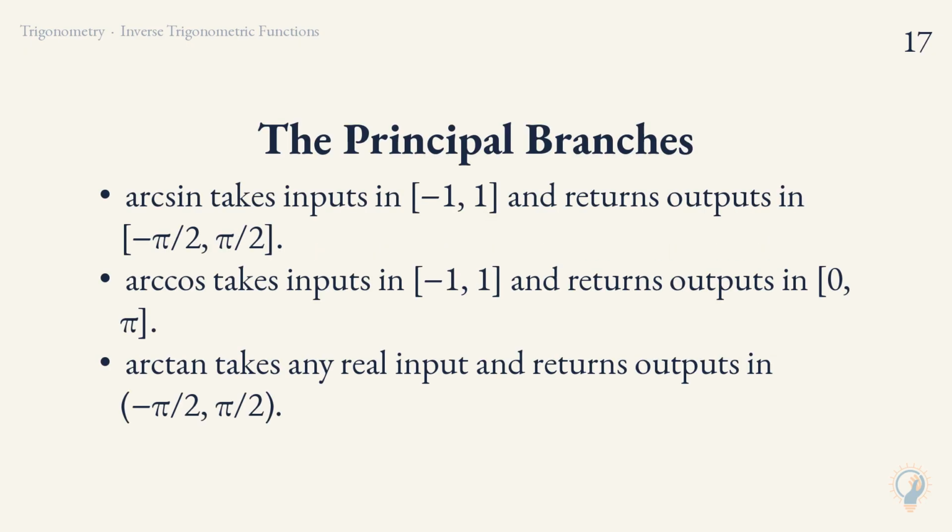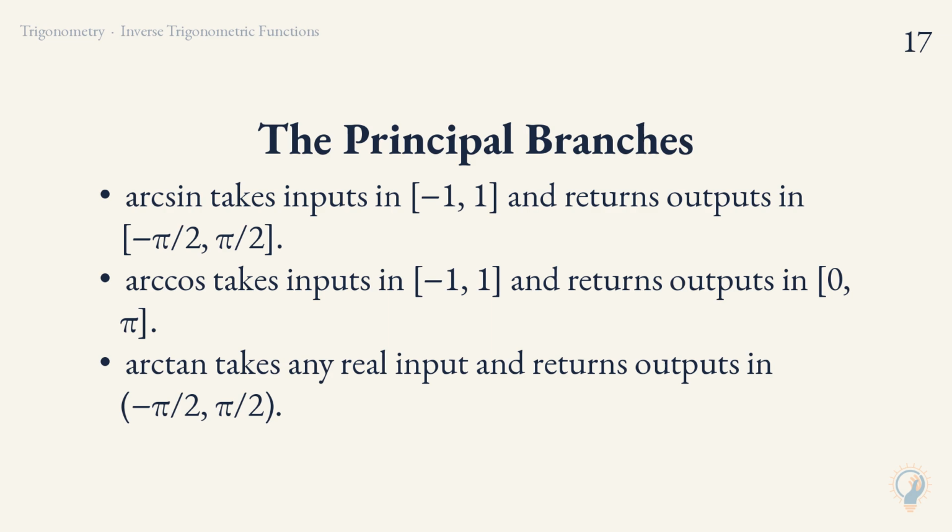First, arcsine accepts inputs from -1 to 1 and returns angles between -pi over 2 and pi over 2. Second, arccosine accepts the same inputs but returns angles between 0 and pi. And finally, arctangent accepts any real number at all and returns angles strictly between -pi over 2 and pi over 2.